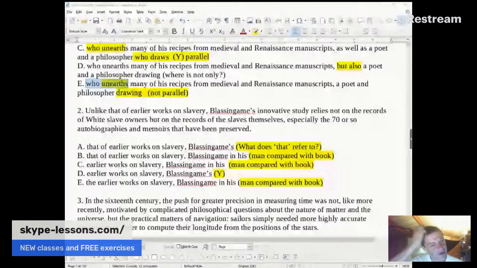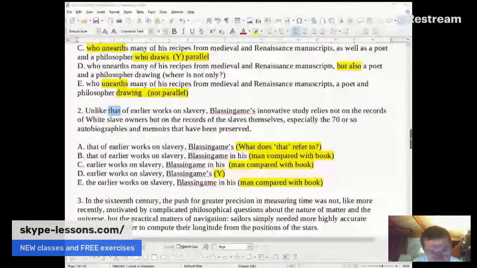This is a pronoun being used here. "Unlike that of earlier works on slavery," what does the "that" refer to? I've got no idea here. I've got no suggestion even of what the "that" could possibly refer to. And so here we've got a problem with the pronoun. That is unclear. What does it refer to? It's not clear at all. Let's look at some of the other answers.